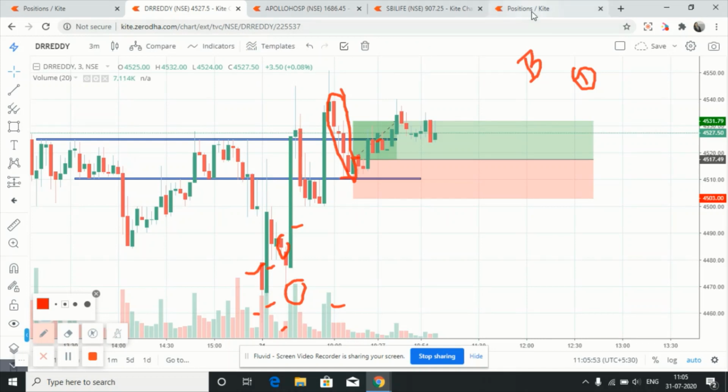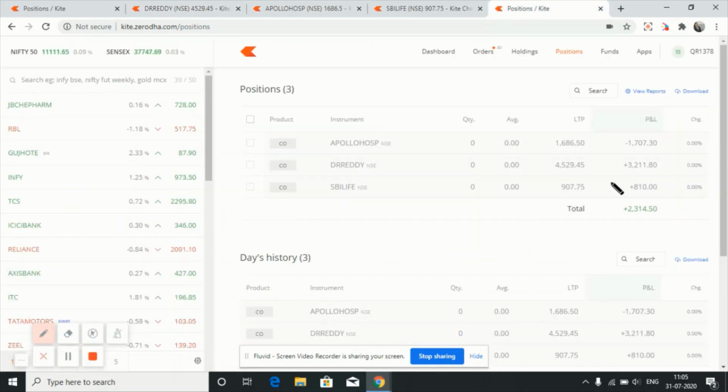So I have discussed today's three trades. All three were based on volume action only. Two went right for me, one didn't go that well. We have booked a profit of 2314 for the day. So today was a volume confirmatory trade.